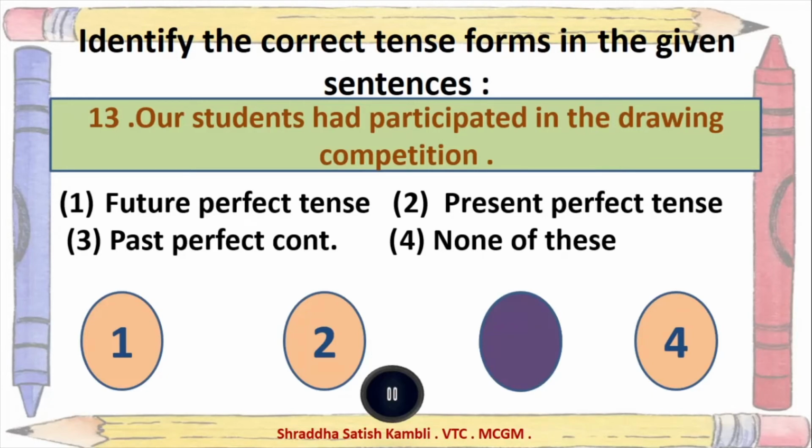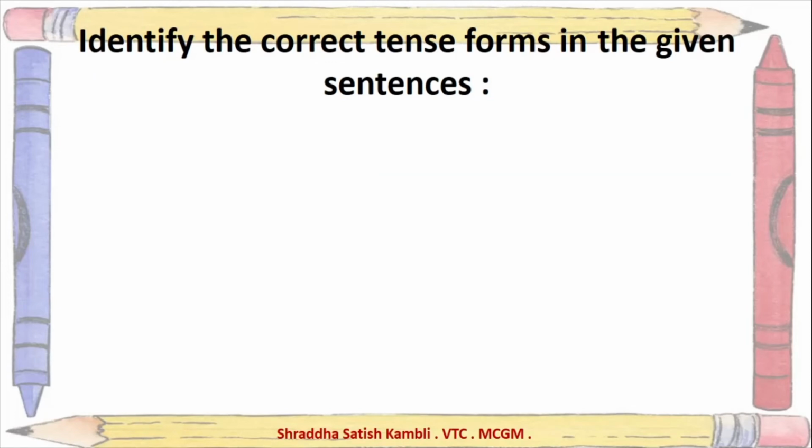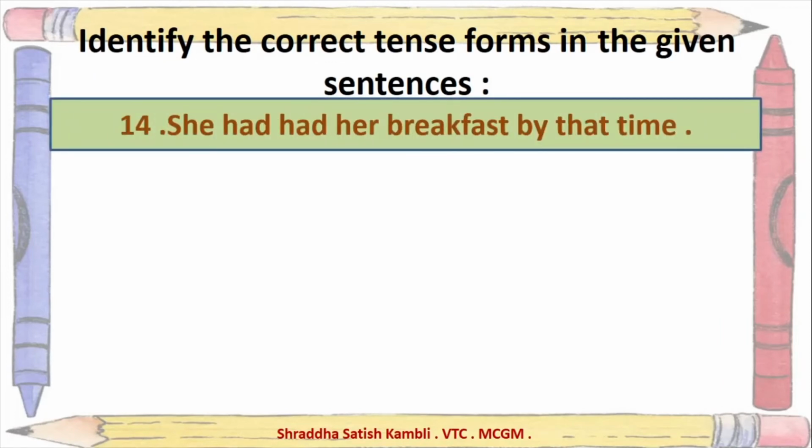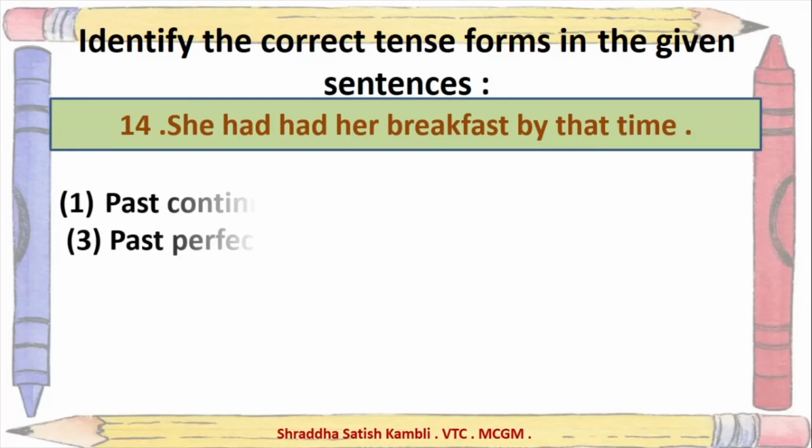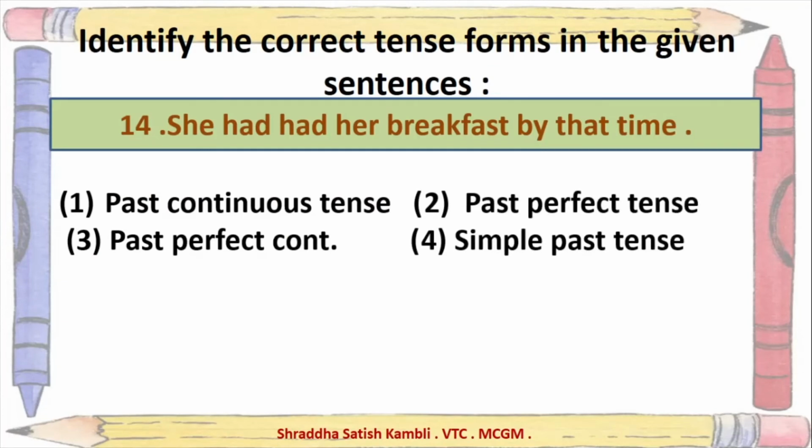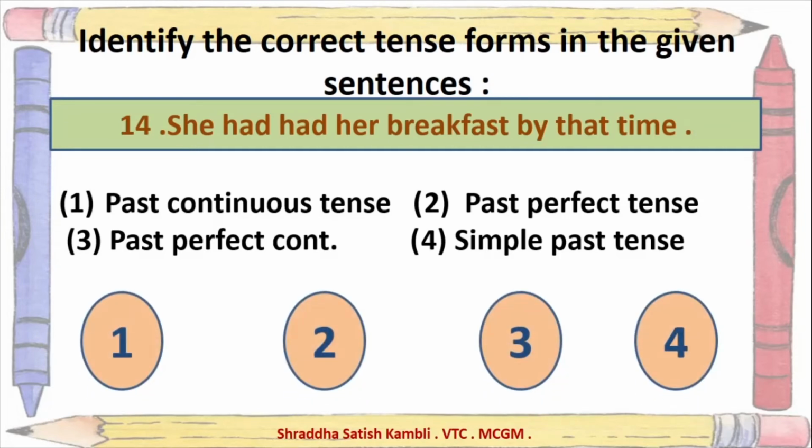Okay, moving on to the next example. We have, she had had her breakfast by that time. Let us take a look at the options. So is it past continuous tense? Is it past perfect tense? Is it past perfect continuous tense? Or simple past tense? Which one is it? She had had her breakfast by that time. Okay, so let's start our clock.